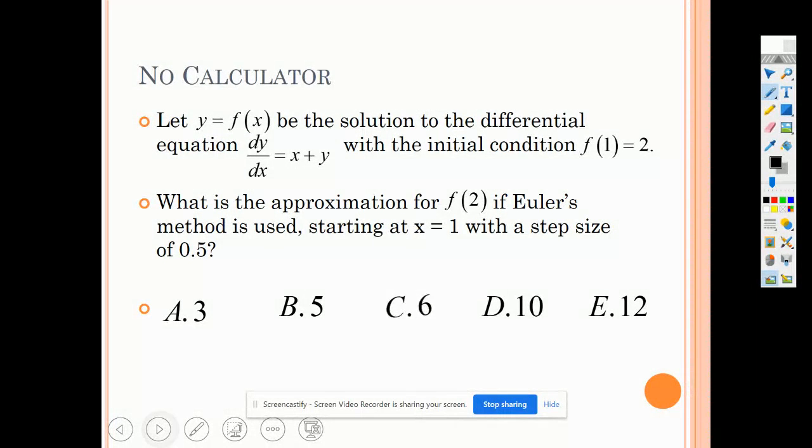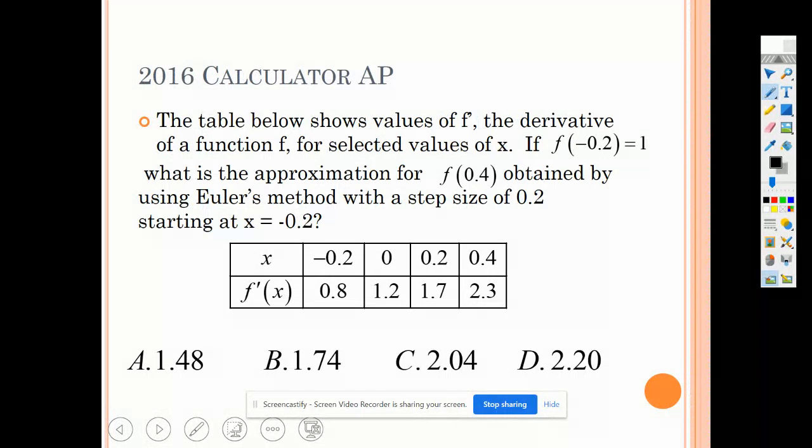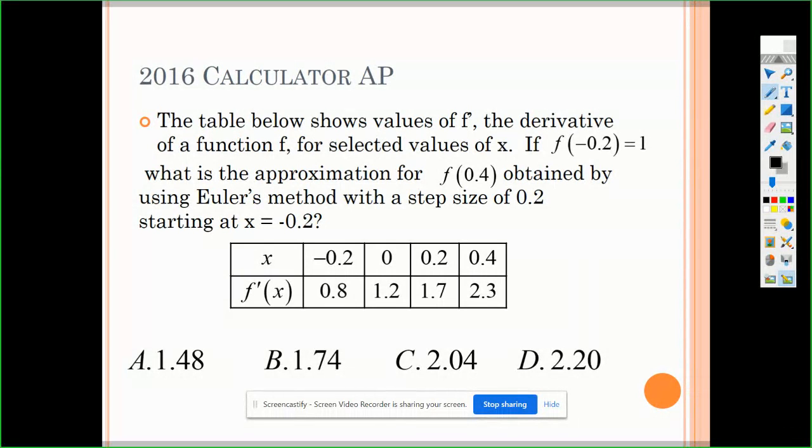There you go. I think this might be the last one. This is another table one. I like the table ones a lot. So this one, we are starting at negative 0.2 comma 1. And we want to know what happens when I get to, hit the answer. Okay, the answer is B. Well, let's get there though. Sorry. We want to know what happens when I get to 0.4.